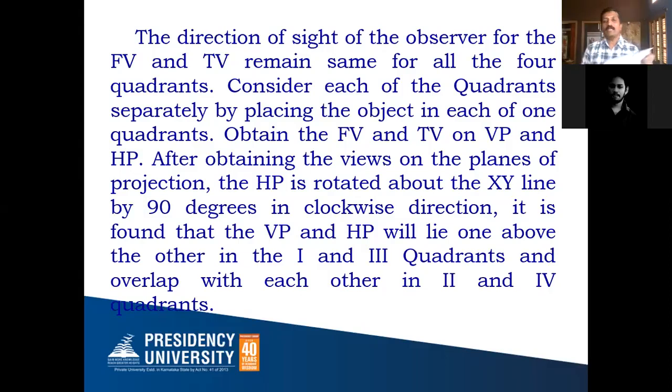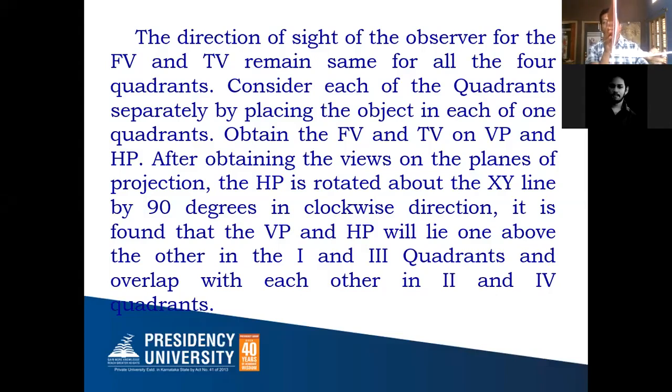Similarly, this is the second quadrant. It is above HP and behind VP. So here also I can draw the top view here and front view here. Correct? And we assume that it is transparent. That's why I can see the front view and top view from here itself. Now also I need to draw the front view and top view for the second quadrant on the same two-dimensional plane. How to do this?